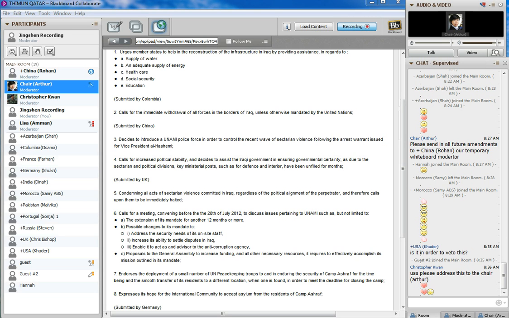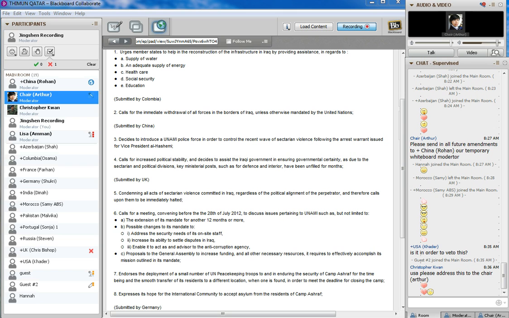Thank you. We'll now move directly to voting procedures. There will be votes for and against. All against votes will be counted as a veto for all P5 nations. Please bear that in mind. All delegates voting for, please click the check mark. All delegates voting against, please click the cross. With one vote for and 11 votes against, this amendment fails.